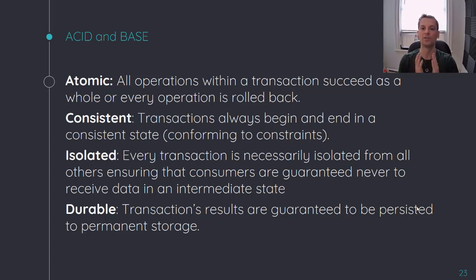Consistent means that these transactions always begin and end in a consistent state. So you have a bunch of constraints that you apply to your database, and if these constraints are not met, then it does not pass an ACID transaction requirement and it is rolled back. Isolated means every transaction is necessarily isolated from all others, ensuring that consumers are guaranteed never to receive data in an intermediate state. So if you have multiple people who are engaging in transactions at the same time, none of these should be interacting with one another, and if they are addressing the same account or whatever, they're going to have to wait. And then durable means that every single transaction is persisted to the hard drive.